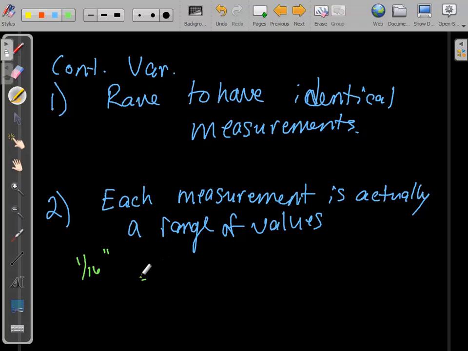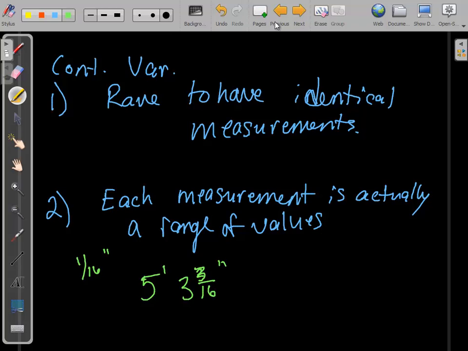a height of 5 feet 3 and 3/16 of an inch, you can't measure in between 3/16 and 4/16 because you don't have that refinement on your measuring stick. And so somebody would be in between 3/16 and 4/16 of an inch. Well, then we're just going to round one way or the other. Okay, so that's why it's impossible to have identical measurements, and it's really a range of values.